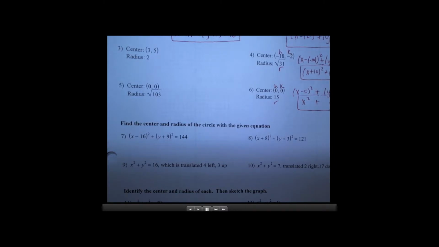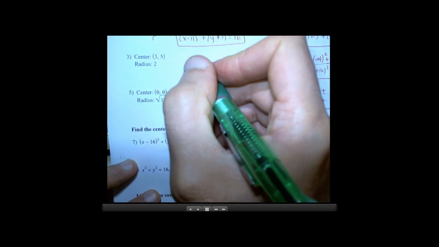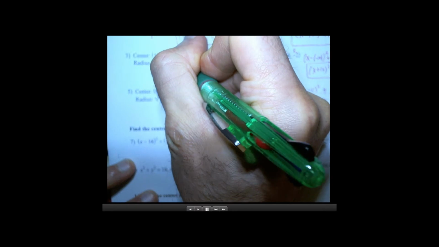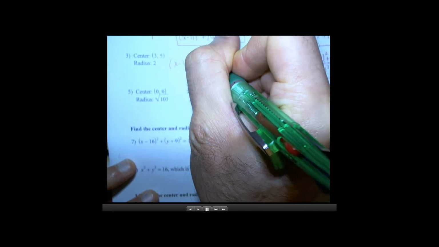There's blank ones in here. Rocky, how about number 3? Just read off what you get for your final. X minus 3 squared plus y minus 5 squared equals 4. All right, there we go.